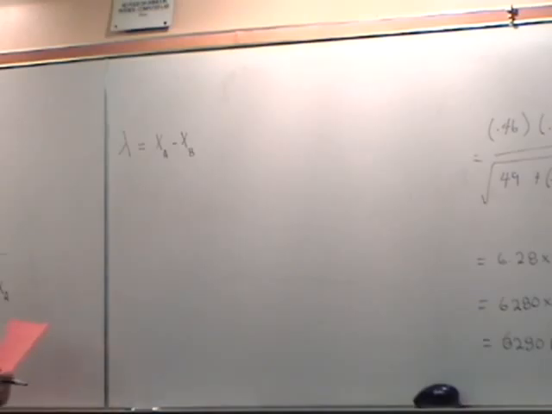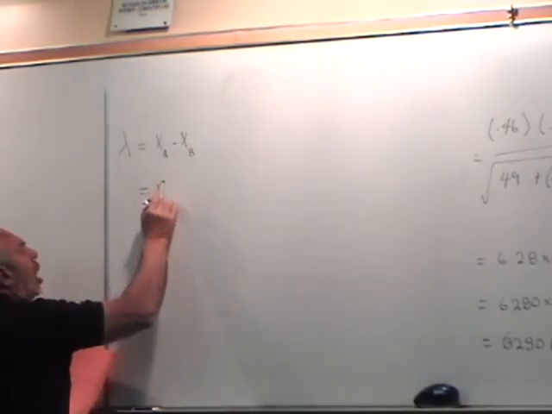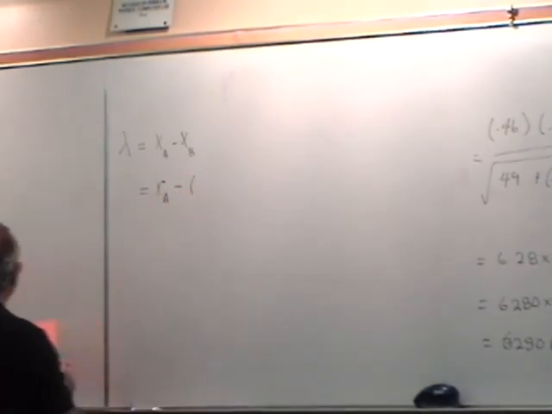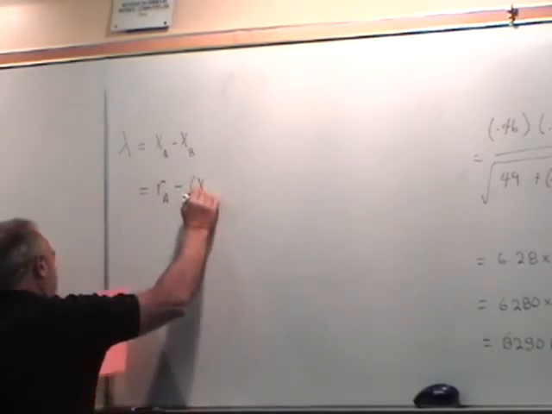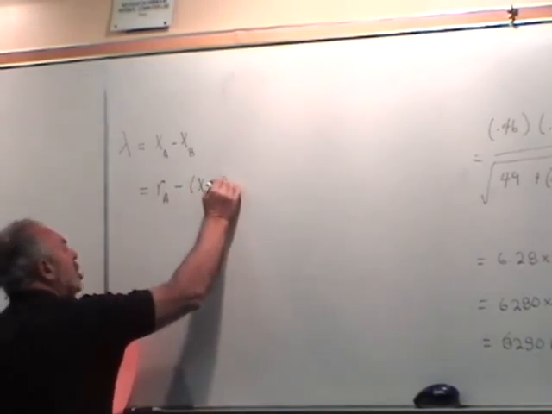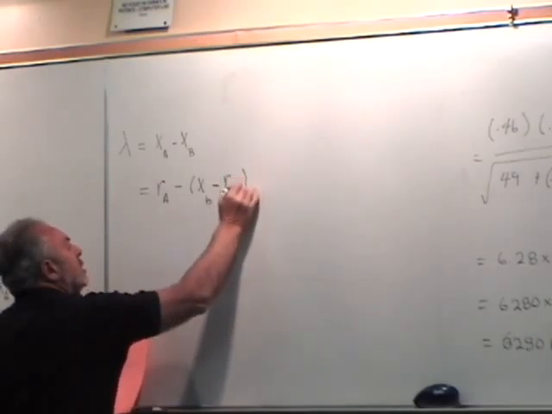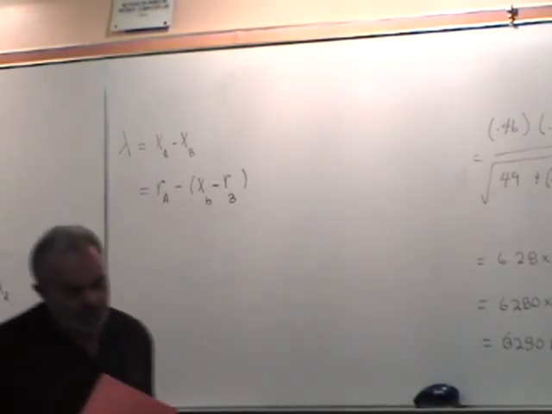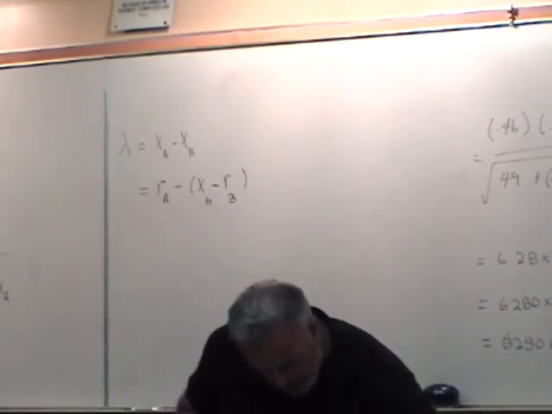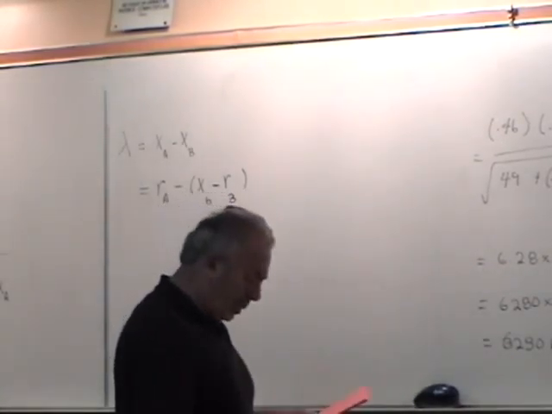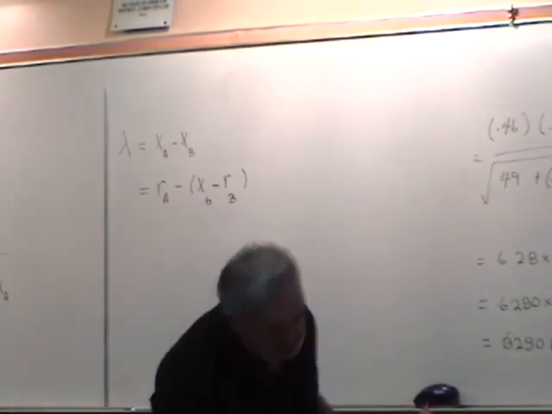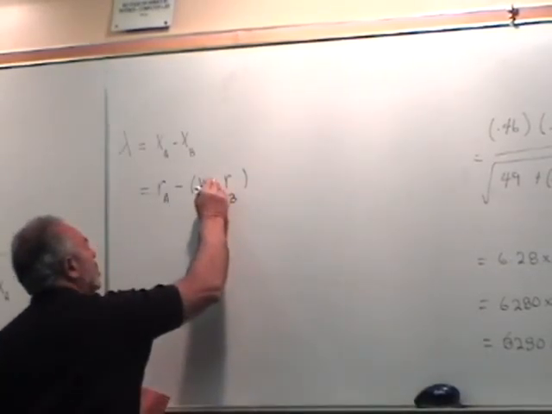Okay, he goes on then to argue that R sub A minus, and then what he does is he puts down X sub B minus R sub B. Let me see if I got this just the way he wrote it, except I put a minus there instead of a plus. Why is it a plus? It is a plus, isn't it? That makes more sense to me.